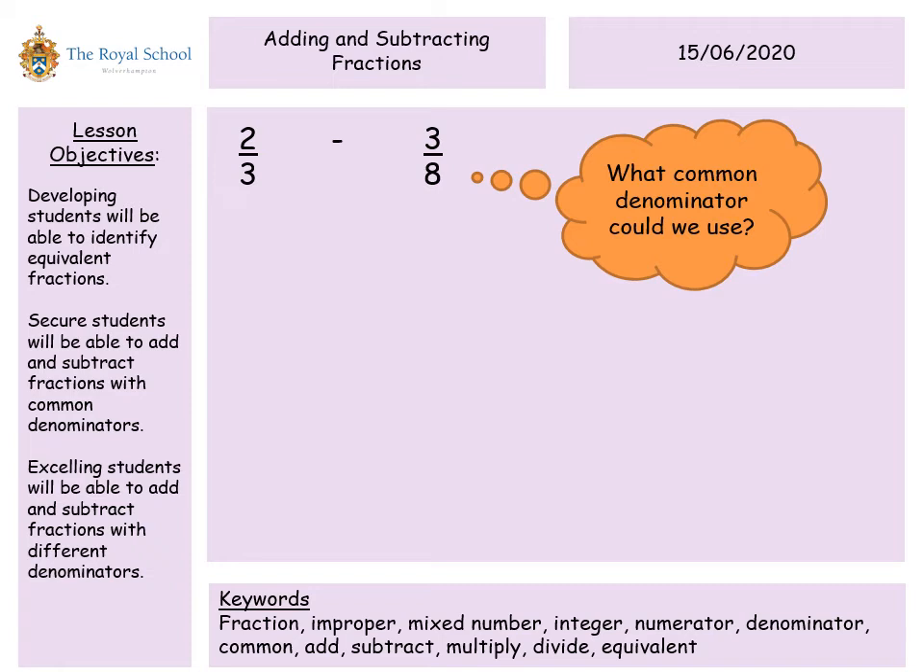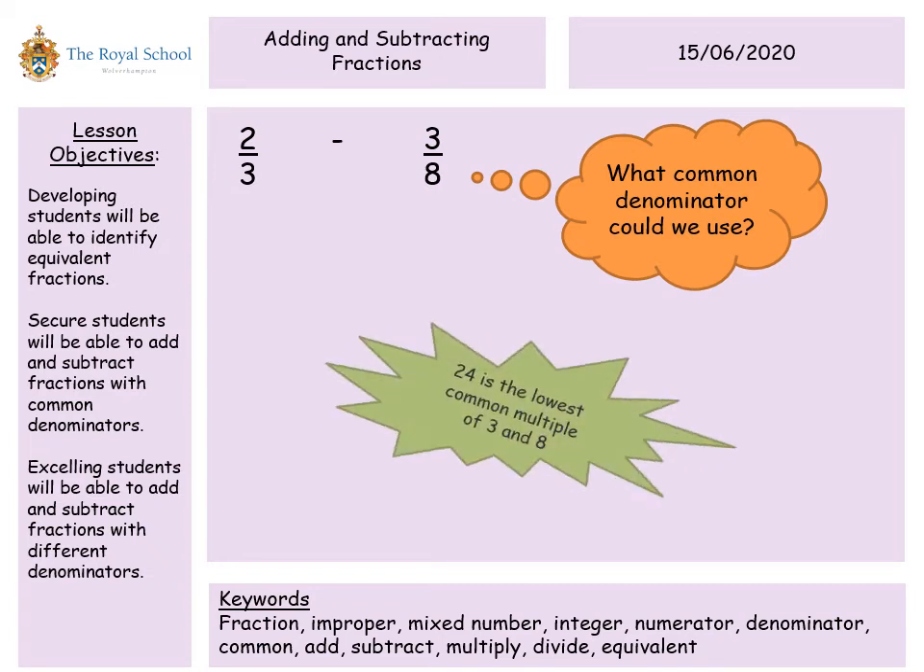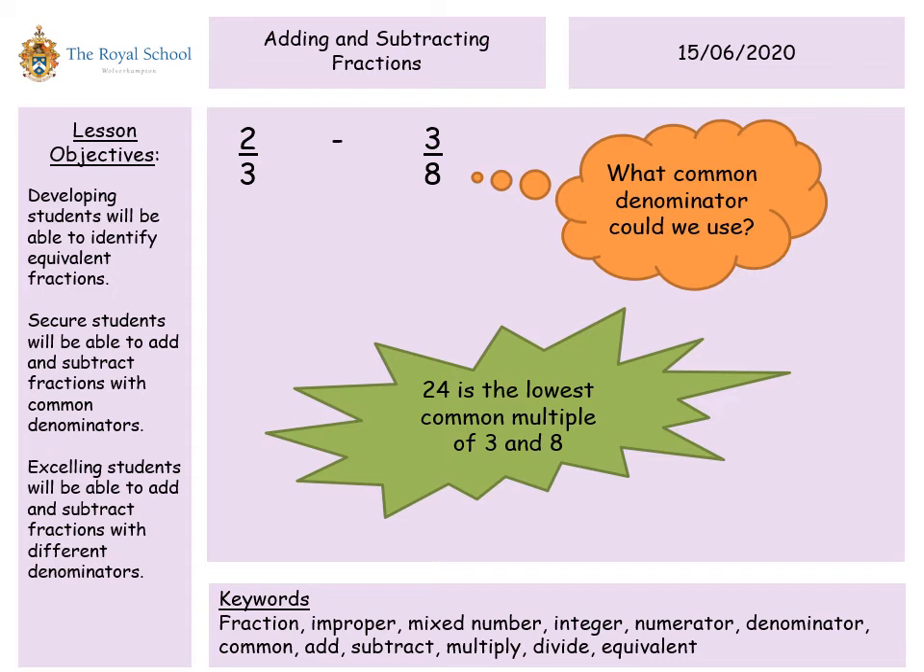So what is in the 3 times table and the 8 times table? And that's going to be 24. So we're going to turn both of our fractions into 24ths. As I said, if you picked something like 48 here, which is another common multiple, you're just going to have to simplify your answer a little bit more at the end and you'll still be able to get it done.